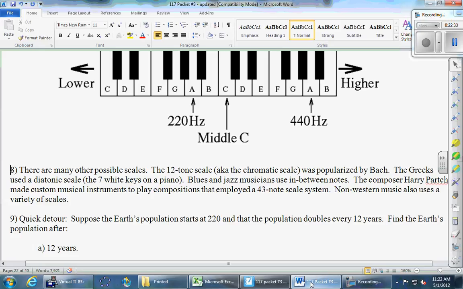Diatonic scale, the 7 white keys on piano. Blues and jazz musicians use in-between notes. Composer Harry Partch made custom musical instruments to play compositions that employed a 43-note scale system. Non-Western music also uses a variety of scales.